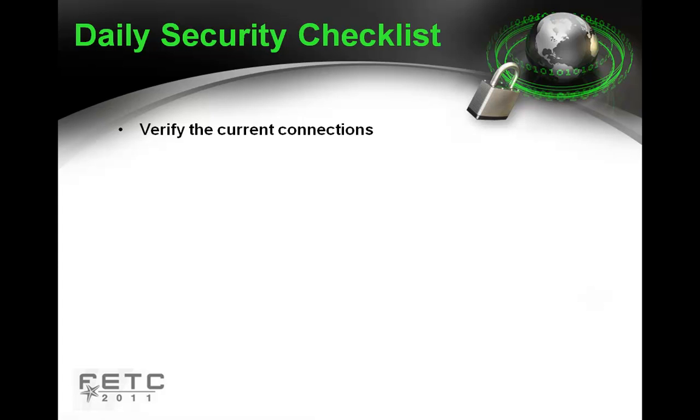Let's look at the daily security checklist. You always start off the day, cup of coffee, and then verify your current connections. As you sit down looking at that, what are the connections coming into your firewall? What are the connections going out? That's really important. Look at the network traffic statistics, and you're seeing the amount of traffic. You're not just worried about the connections that are coming in, but are you seeing a big glut of a certain type?